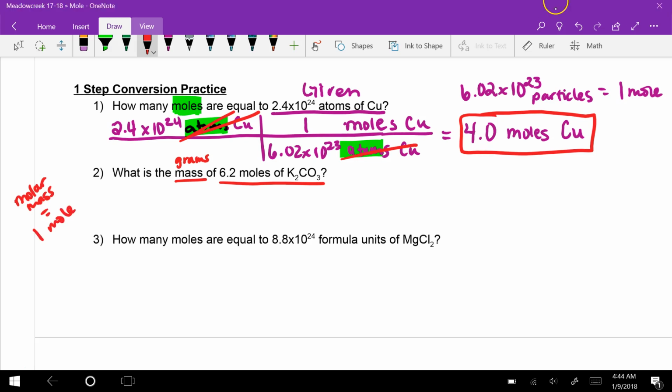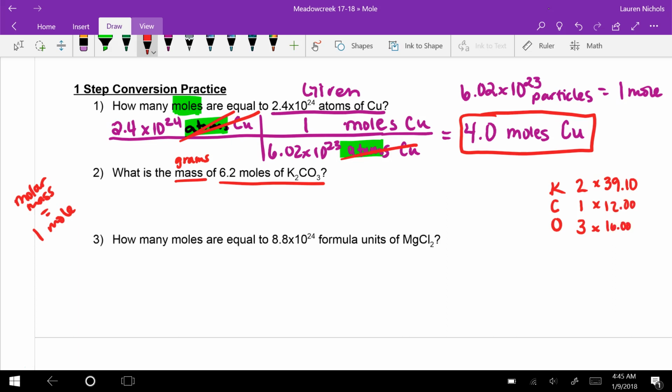So over to the side here, I'm going to calculate our molar mass. So we have potassium, carbon, and oxygen. We have 2 potassiums, 1 carbon, 3 oxygens. We're going to multiply them by their mass on the periodic table. Potassium is 39.10, carbon is 12.00, and oxygen is 16.00.